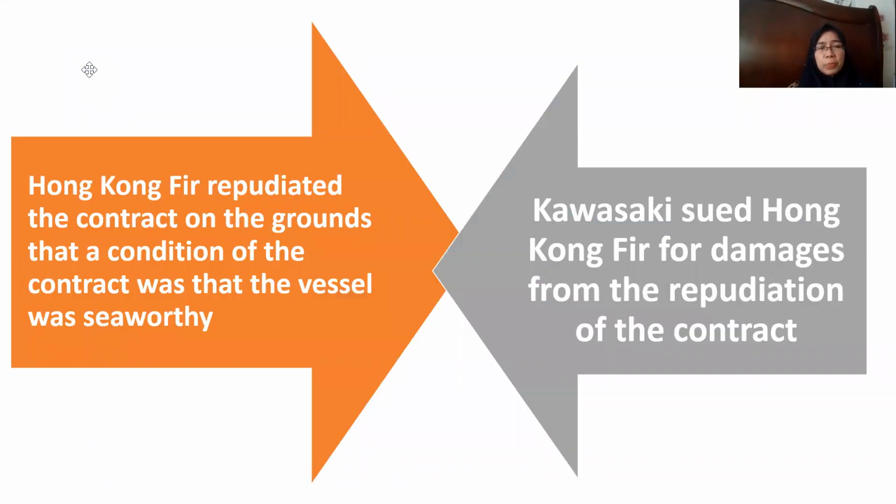So Hong Kong Fur repudiated the contract on the grounds that a condition of the contract was that the vessel was seaworthy. But Kawasaki now sued Hong Kong Fur for damages from the repudiation of the contract. Kawasaki counterclaimed: I'm asking for damages because you repudiated the contract. Hong Kong Fur repudiated the contract because why? The vessel should be seaworthy, but it wasn't seaworthy because it needed repairs.